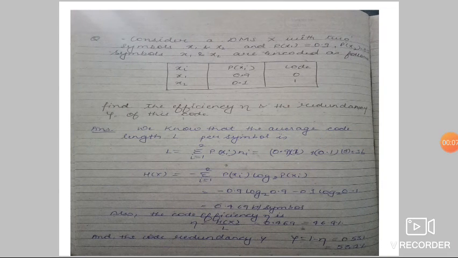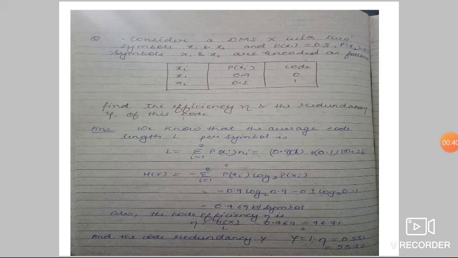So our first question is, consider a DMS X with two symbols x1 and x2, and the probabilities of x1 and x2 are 0.9 and 0.1 respectively. Symbols x1 and x2 are encoded as follows: x1 and x2 have the probability 0.9 and 0.1 respectively, and their codes are 0 and 1 respectively. Now we have to find the efficiency eta and redundancy gamma of this code.